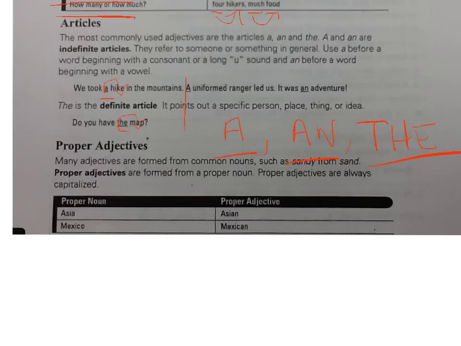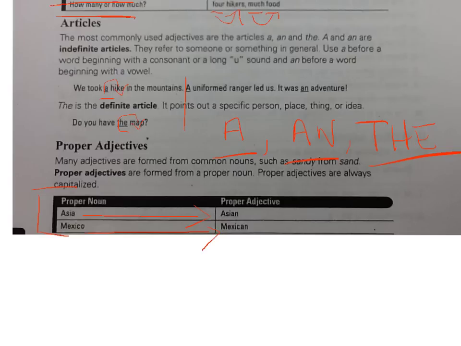Another common set of adjectives that are often overlooked are proper adjectives. Now look at this chart right here. Asia can be turned into the adjective Asian. So let's say that you wanted to talk about food. Instead of saying it was Asia food, you would say it was Asian food, right? Because Asian is how you modify that word food. It's an adjective. Same thing with Mexico and Mexican. It's not Mexico food, it's Mexican food.